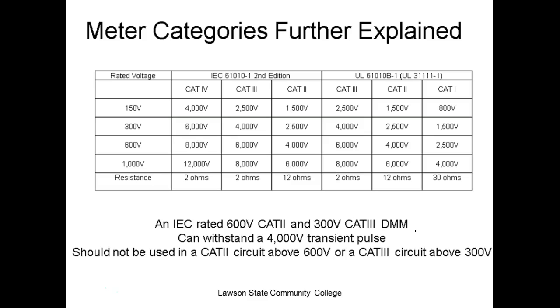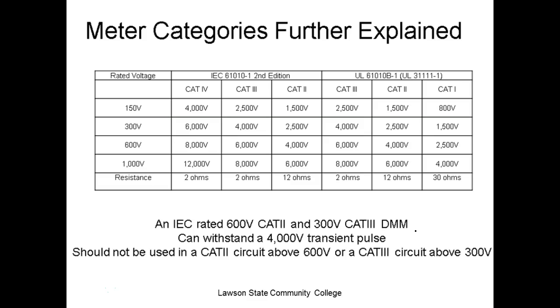And then CAT 4, these are on the distribution side, and so a 600 volt CAT 4 meter is rated at what? 8,000. 8,000, right? A 600 volt CAT 3 would be 6,000. A 600 volt CAT 2 would be 4,000. But they're all rated at 600 volts.